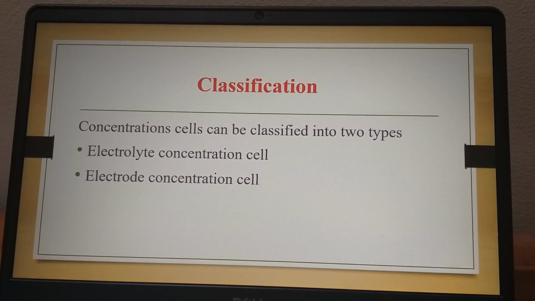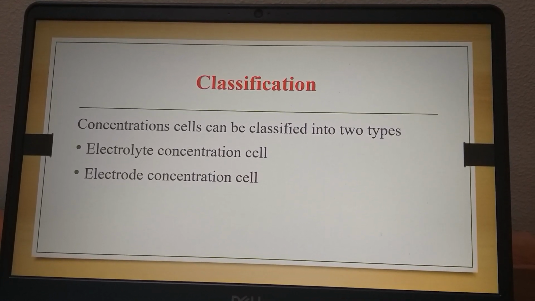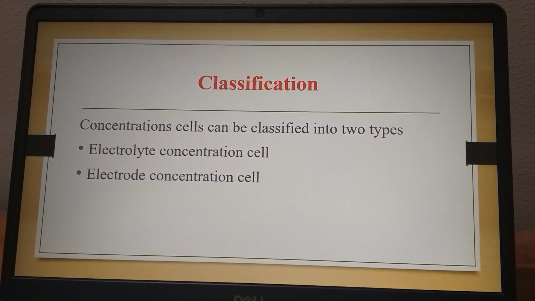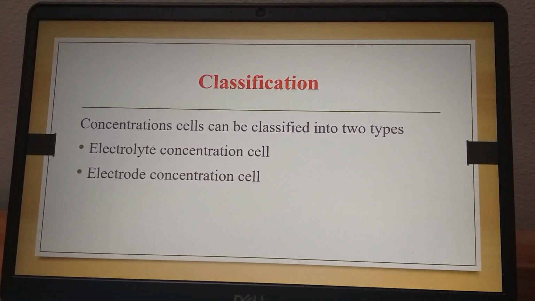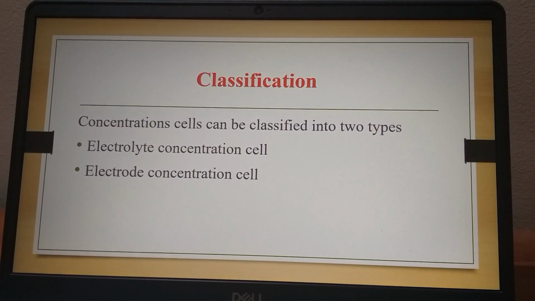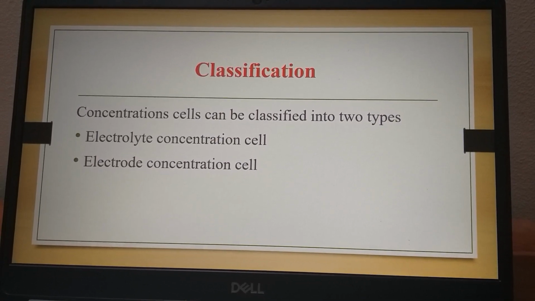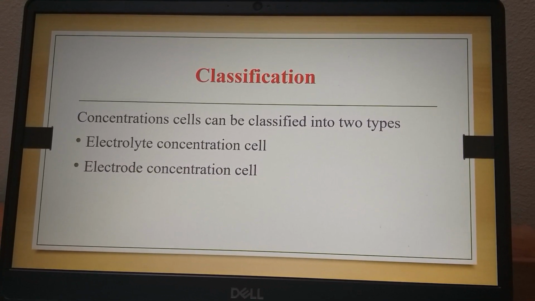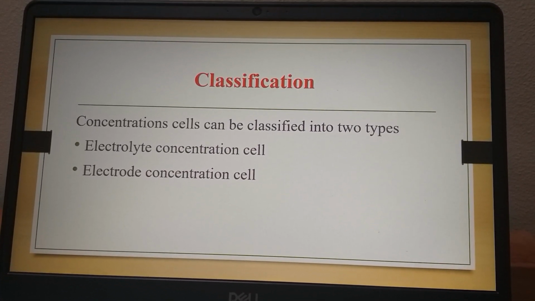We can classify concentration cells into two types: electrolyte concentration cells and electrode concentration cells. In the electrolyte concentration cell, the electrolytes are kept at different concentrations. But in the electrode concentration cell, the electrodes are kept at different pressures. Therefore, the electrodes become different. In this video, we will learn the electrolyte concentration cell in detail.